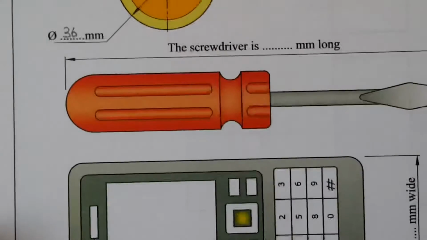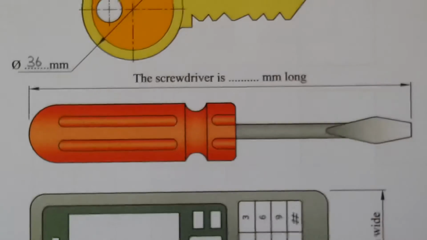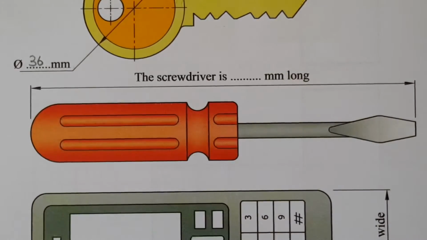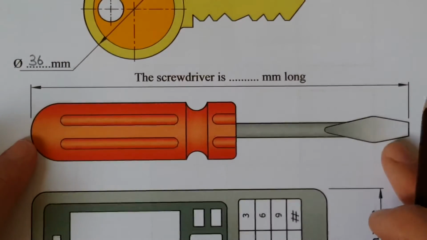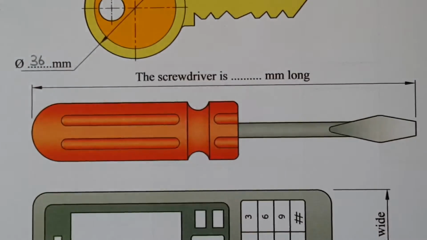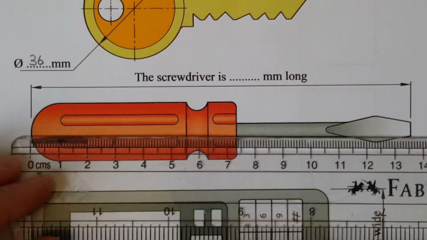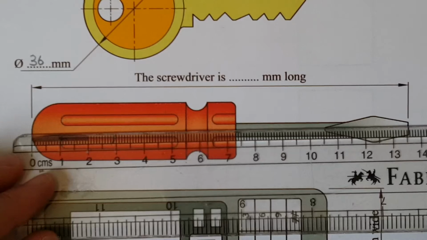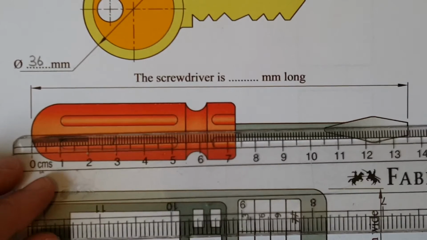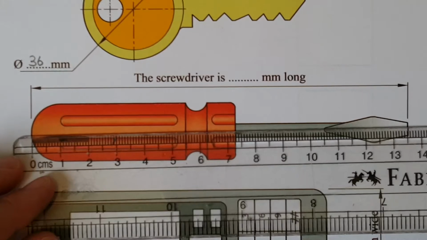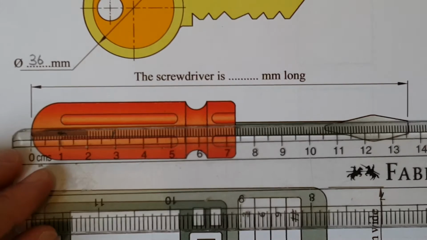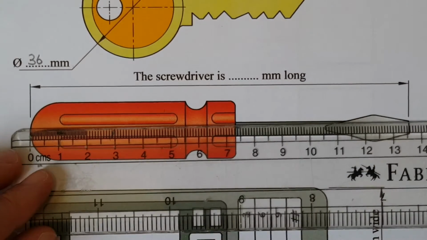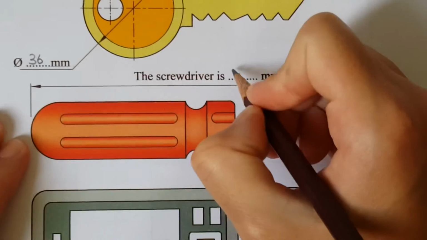And now let's move on to the screwdriver. Here we only have a dimension for length. So, similar as we did before, let's grab our ruler and measure the length of the screwdriver, always in millimeters. Now, according to my ruler, this screwdriver is 136 millimeters long. Now let's label the dimension.